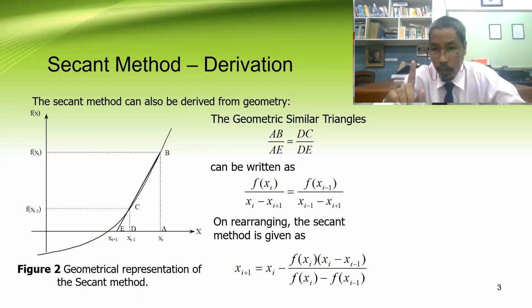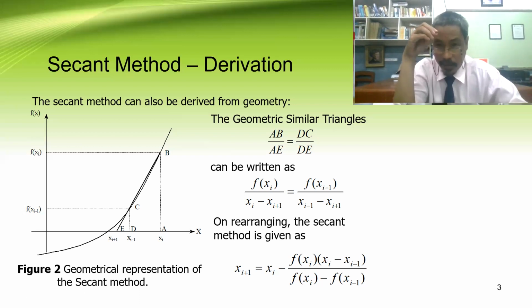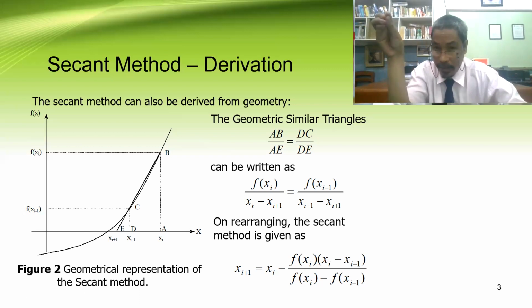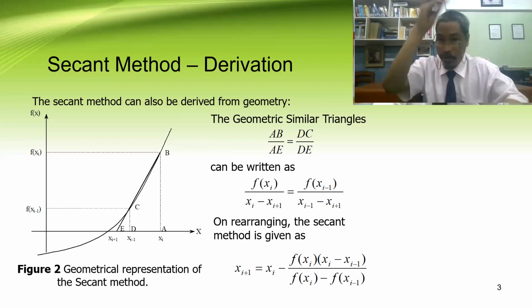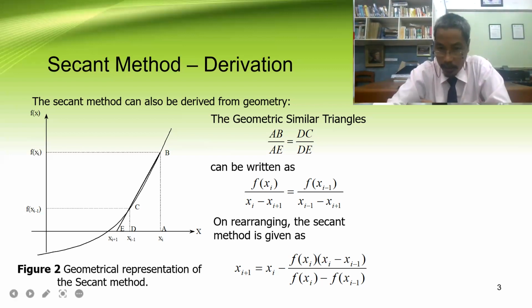Why do we have to solve for xi plus 1? Because xi plus 1 is the value that will become the new guess. The current guess is xi, and the new guess will be xi plus 1. That's why we have to solve for xi plus 1. And take note that the formula will be the same as the previous page. Okay, this is the secant method formula.